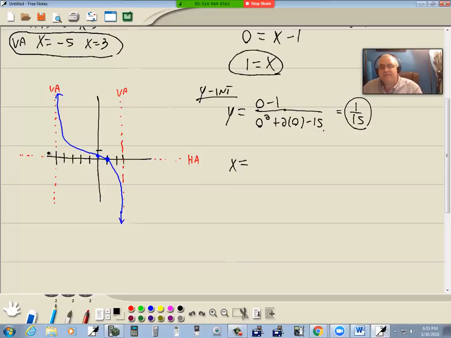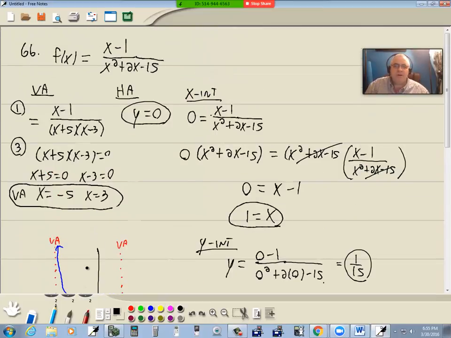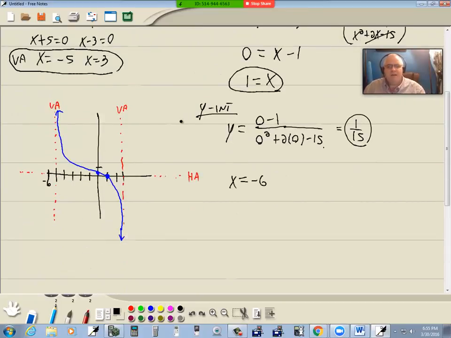Now if this is x equals negative 5, then I'm going to plug in negative 6. And we're going to plug that into our original function. So original function was x minus 1 over x squared plus 2x minus 15. So I'll plug negative 6 in. I got negative 6 minus 1 over negative 6 squared plus 2 times negative 6 minus 15.